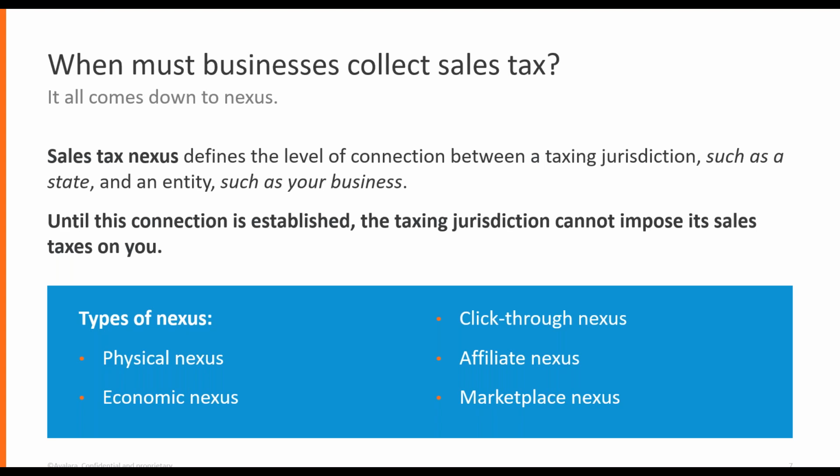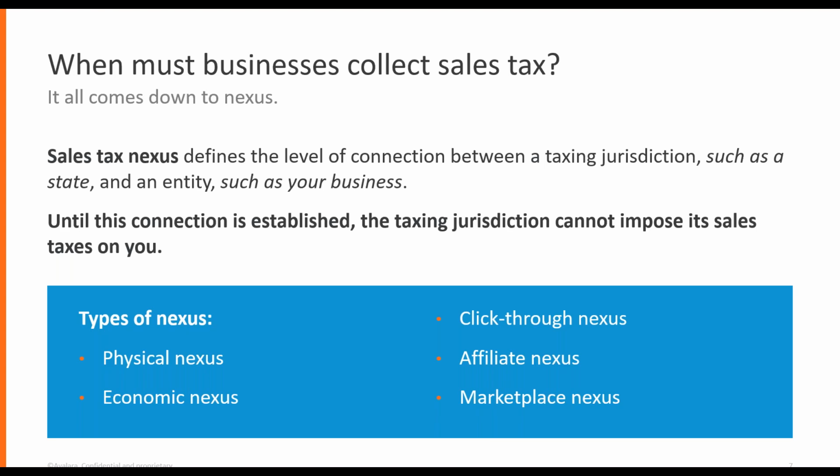Well, it's basically that relationship between a state or a taxing jurisdiction and an entity such as your business. And nexus is created when that relationship happens. And so when you look at that, it could be physical nexus. So you could have a physical presence in a state, whether it be your office building or a warehouse or a remote employee. When that connection is established within that taxing jurisdiction, then you're required to collect and remit sales tax. And until that's collected, there is no requirement for you to do so.